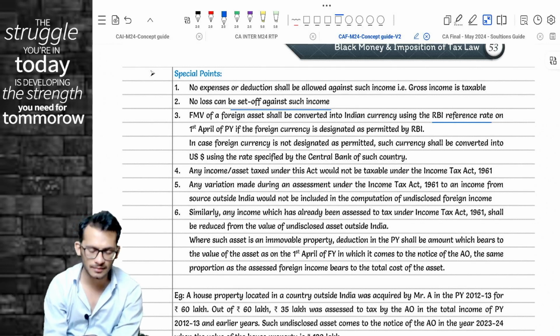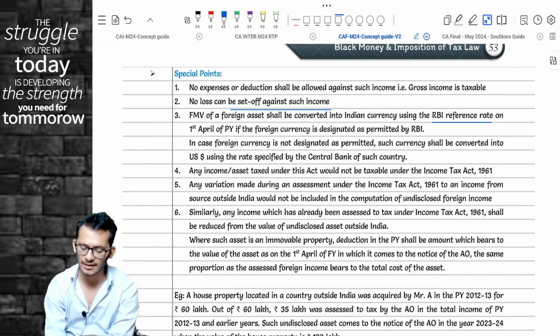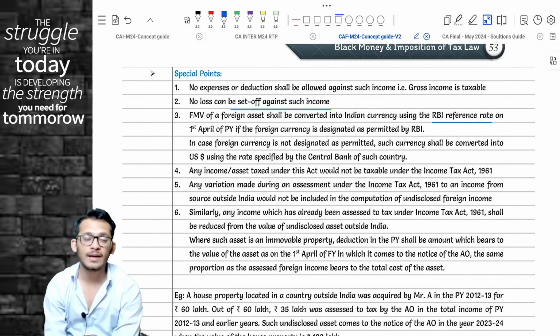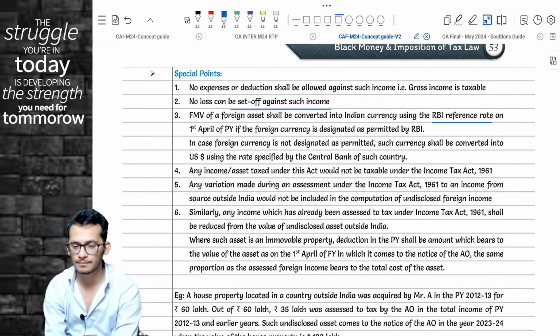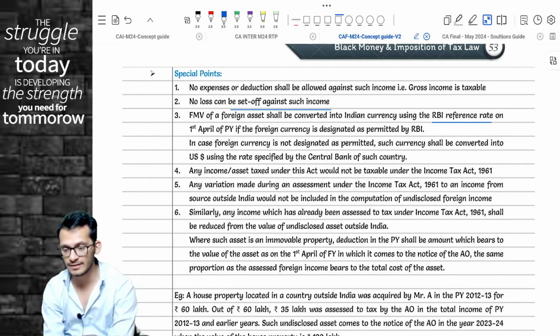Fairly simple things. Point number 4, any income or asset which is taxed under this act would not be taxable under the Income Tax Act. Meaning they have come and said, Rahul, if you are going to tax something under the Black Money Act, it will become exempt under the Income Tax Act. Same asset will not be taxed twice.